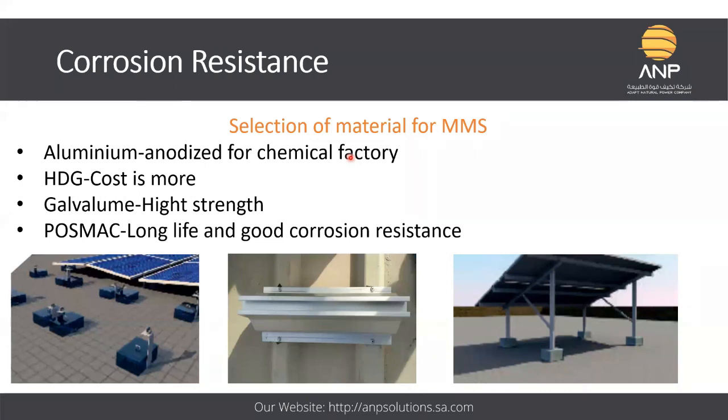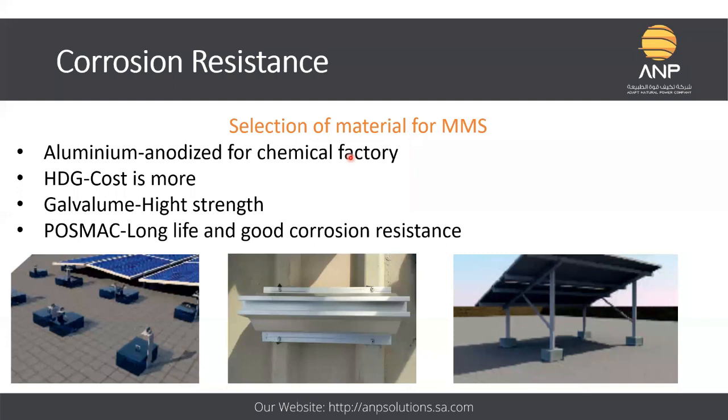We know our structures should last for at least 25 years, because the warranty of the solar PV module system is 25 years. So your structure should also last for that much time. That's why you have to take care about this corrosion factor.